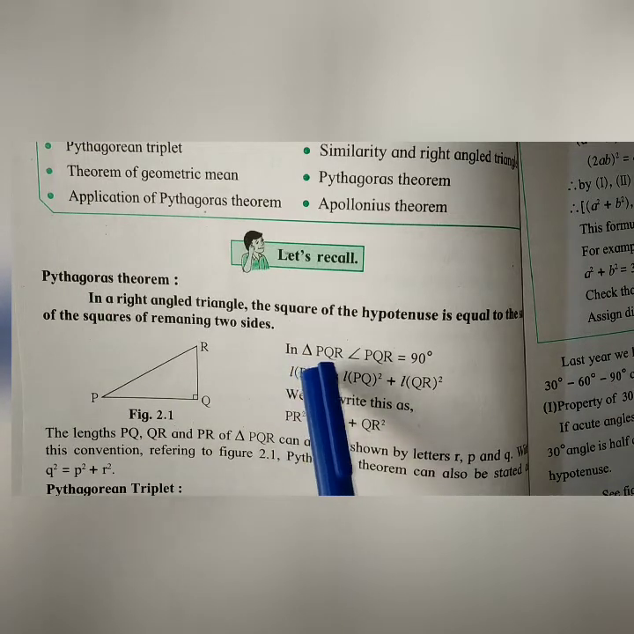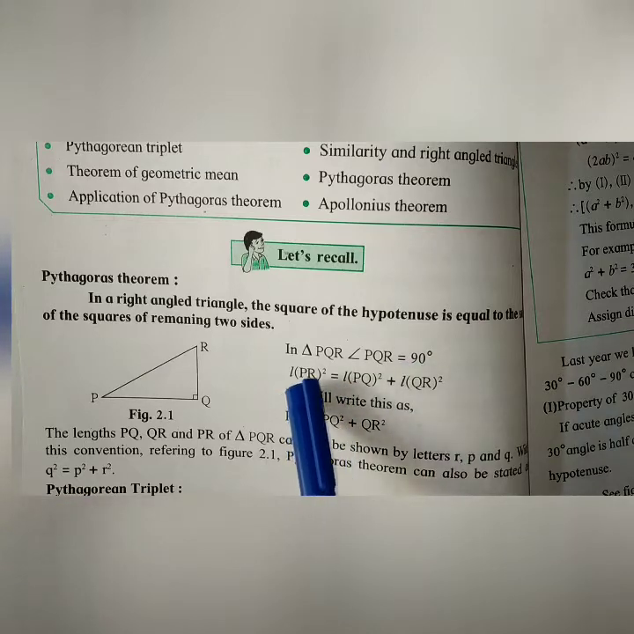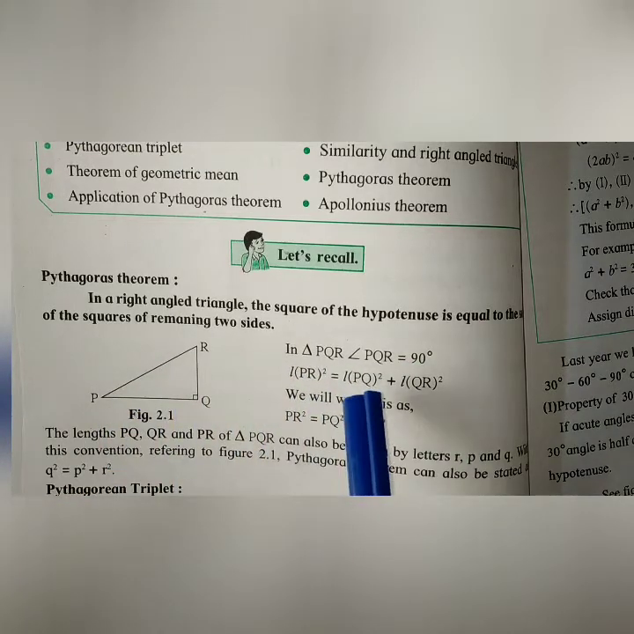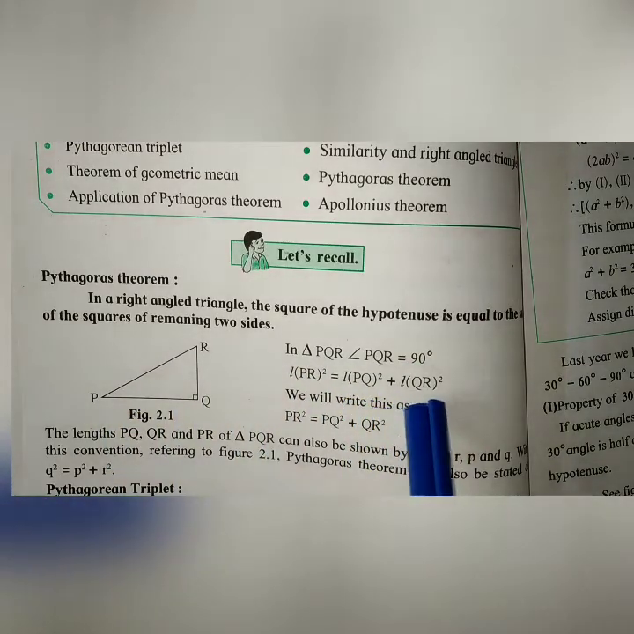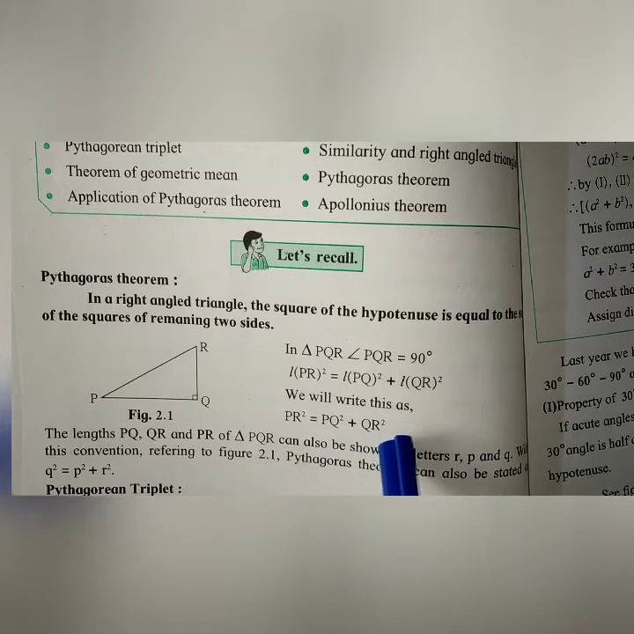Therefore, in triangle PQR, angle PQR is equal to 90 degrees. Length of PR square is equal to length of PQ square plus length of QR square. We will write this as PR square is equal to PQ square plus QR square.